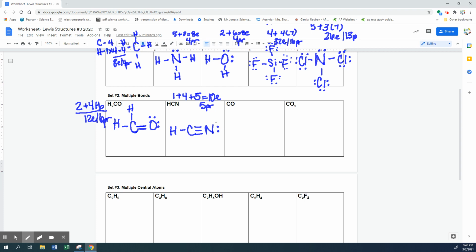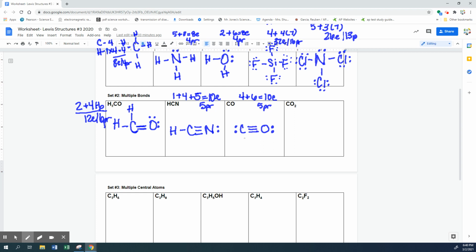Next we have C and O. Carbon has 4 electrons, oxygen has 6. So we have 10 electrons or 5 pairs. I have C and O. I know that the only unshared electrons, there should be 2 pairs. I'm going to put 1 on C and 1 on O.